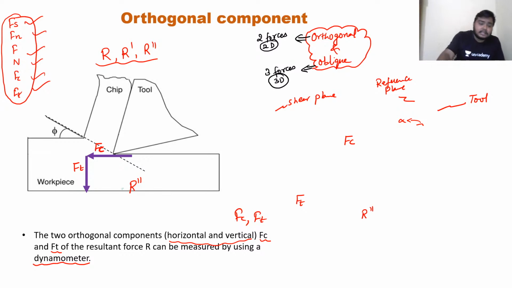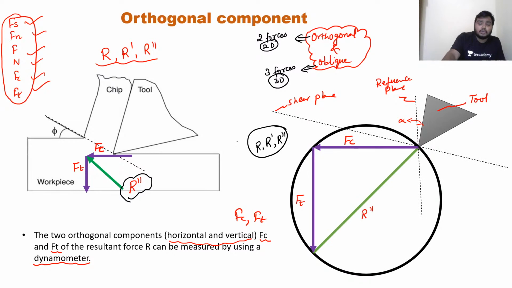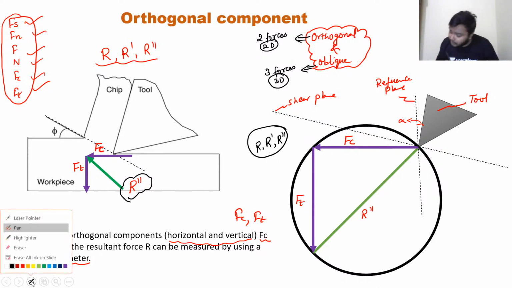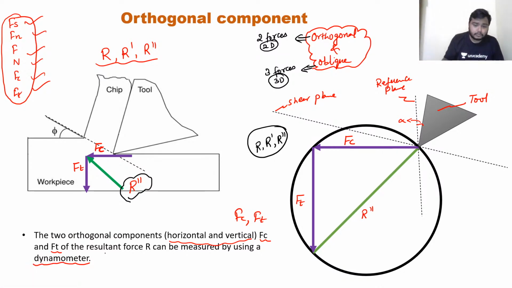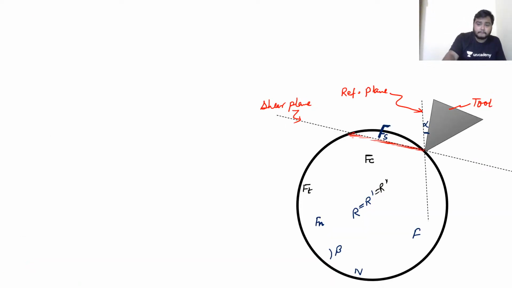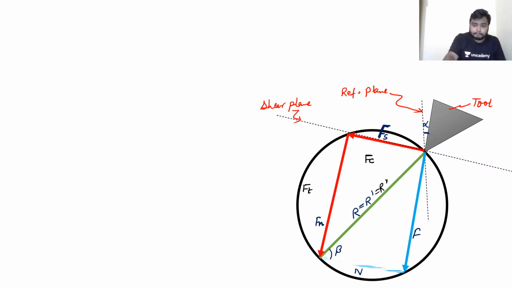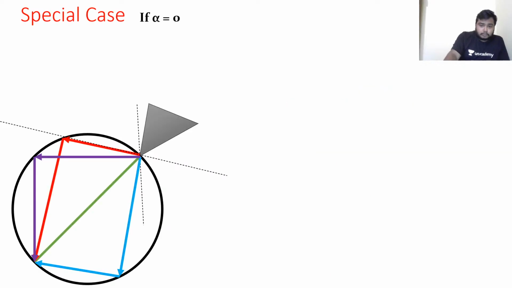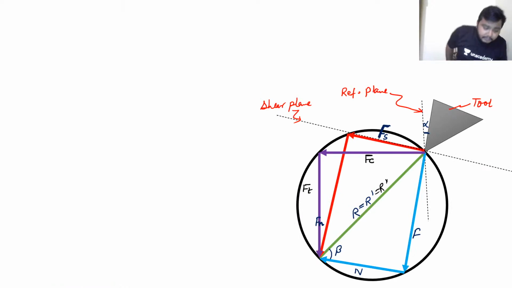Clear? And the resultant of this Fc and Ft is R double dash, right? And this R dash and this R double dash, all things are equal. So you can see this in the Merchant circle diagram that I have drawn: Fc, Ft, R double dash. I hope this is clear to you, Subham. Orthogonal components. Next, moving to this point. So what are the relations that we can find from here?